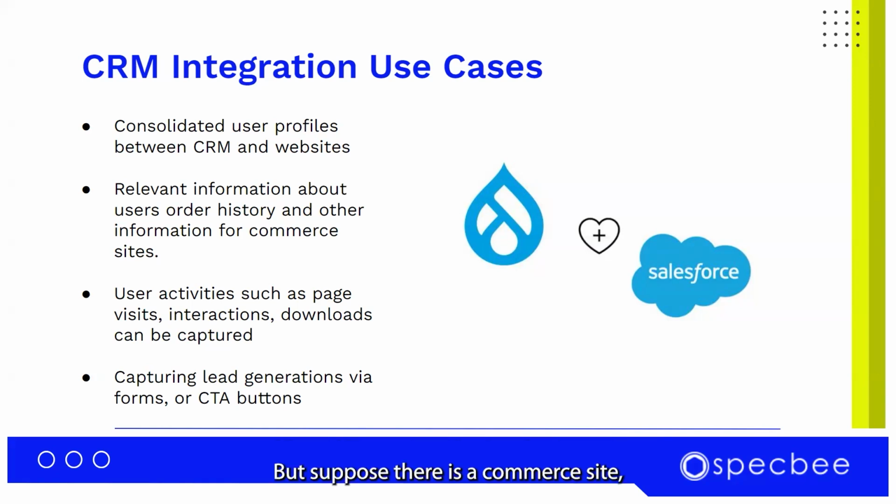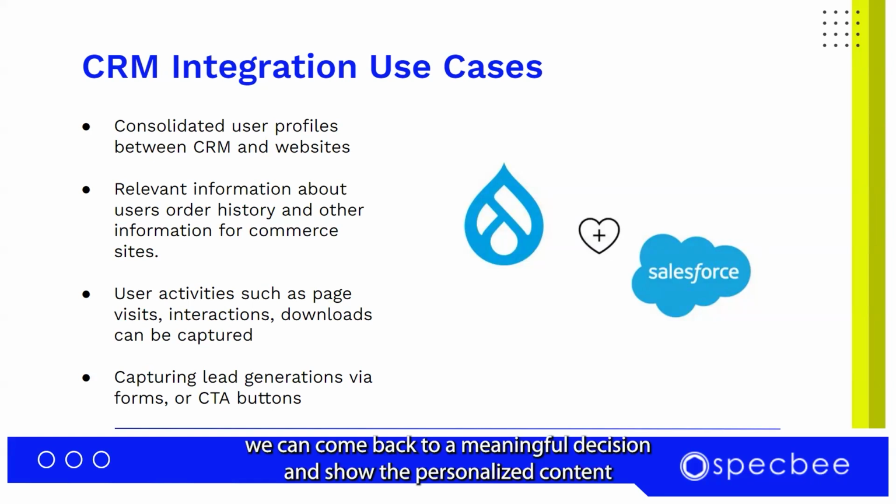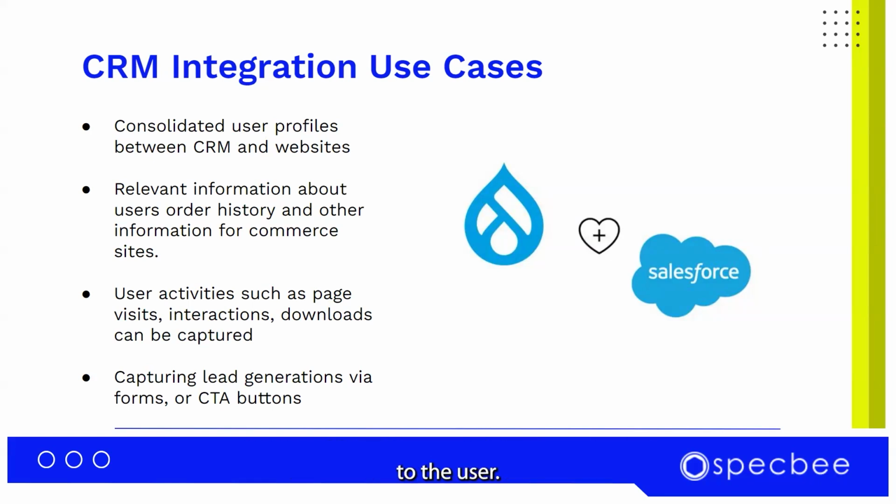Suppose there is a commerce site, the CRM tracks the user's order history and the pages which he visits, like the products he sees. Based on that, once the user comes back on the website, we can take a meaningful decision based on the data we have and show personalized content to the user. So everything is tracked onto the CRM. The user activities, page visits, interactions, and downloads will all be captured.